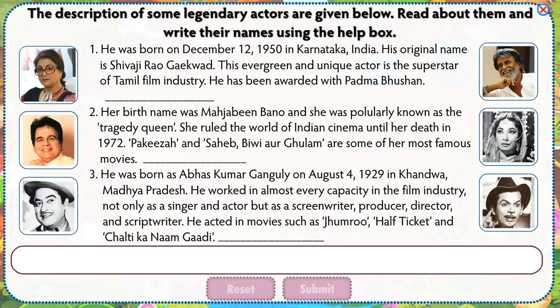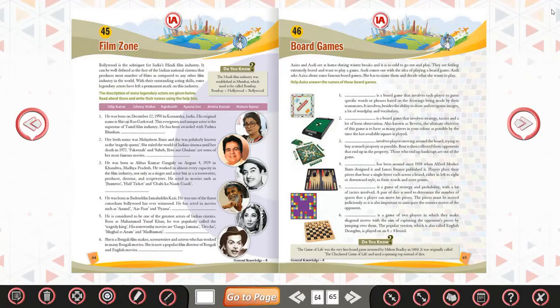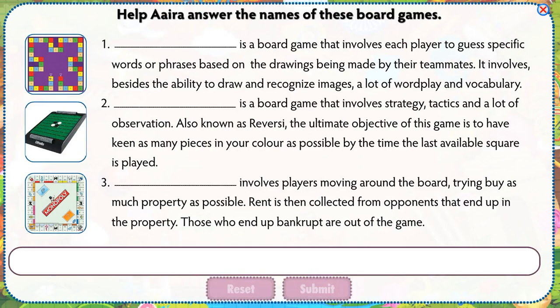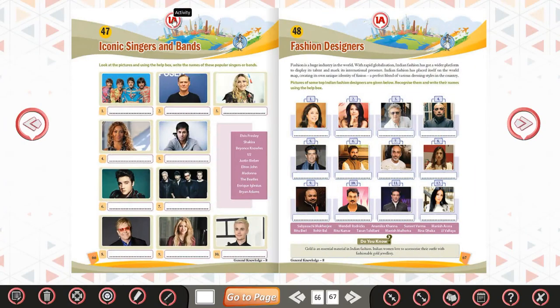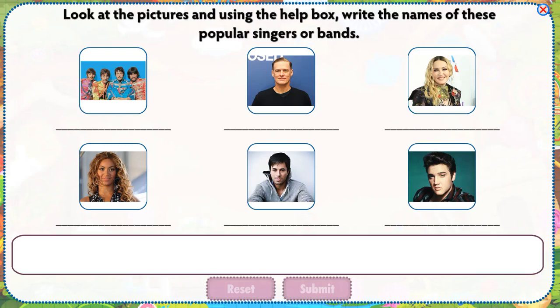The descriptions of some legendary actors are given below. Read about them and write their names using the help box. Help Ira answer the names of these board games. Look at the pictures and using the help box, write the names of these popular singers or brands.